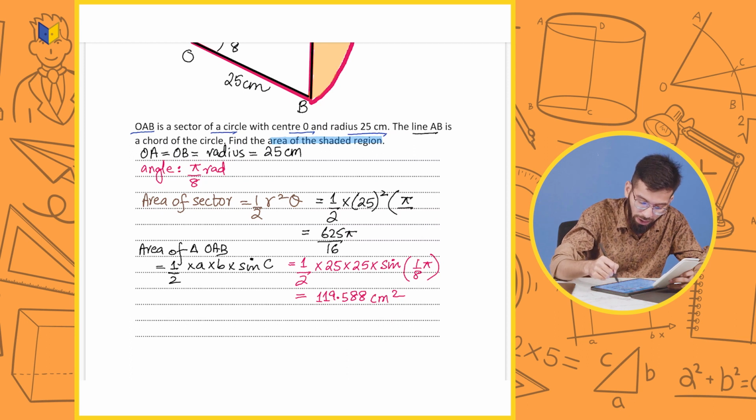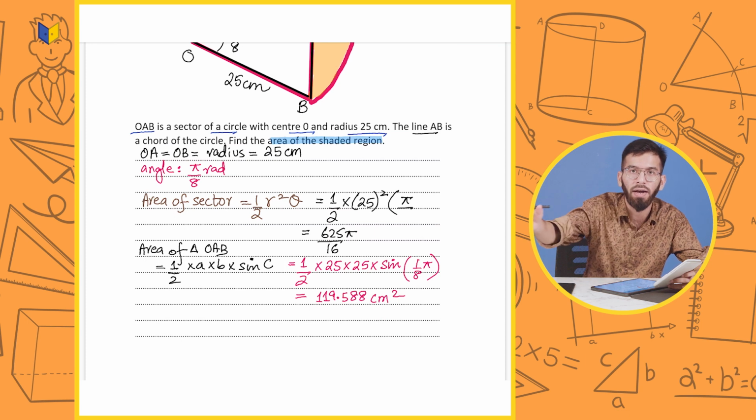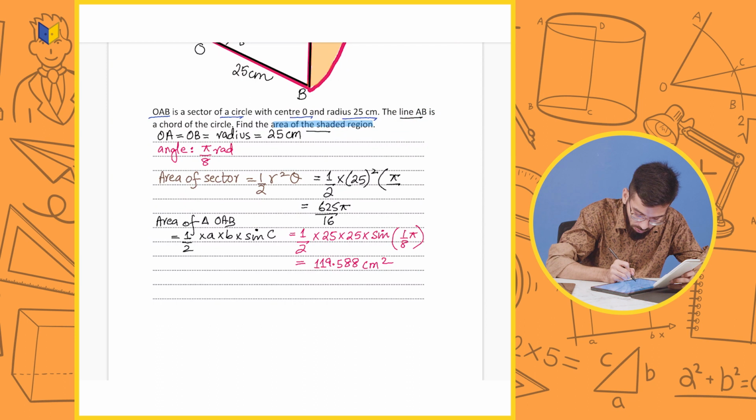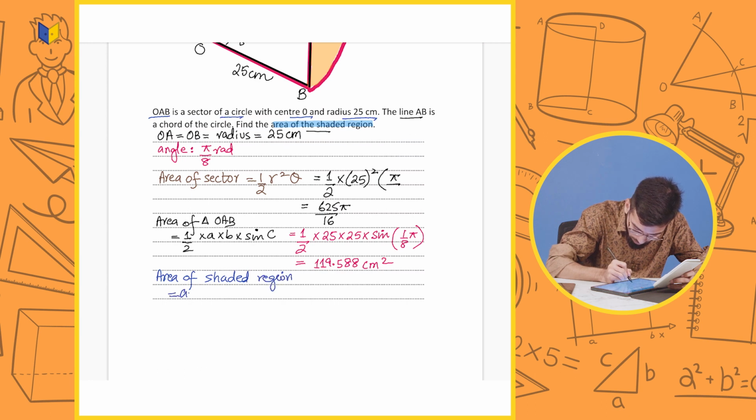In order to finalize it, we have to get the area of the shaded region. So the area of the sector minus the area of the triangle will give us the answer. Let me write it down. Area of shaded region will be area of sector, students, minus the area of the triangle. That's how you do complex questions of circular measure. So let's just finish this up.